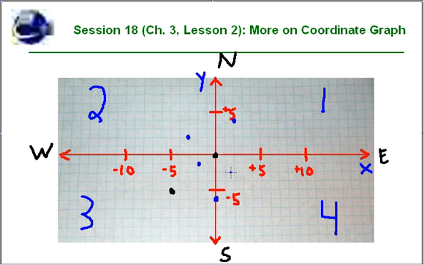How about 1, comma, 2? Start at your origin, come over 1. That's to the right of the y-axis now. And then you also had a positive 2. That's going to take you up above the x-axis. So you're going to be somewhere over here in quadrant 1. And then lastly, minus 4, comma, 6. Start at your origin, go minus 4. That's going to take you over here toward the left of the y-axis. And then you need to go up 6, which is going to take you above the x-axis. So you're going to be somewhere here in quadrant 2.